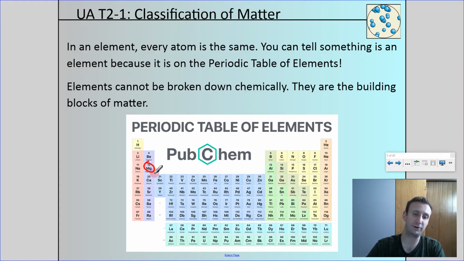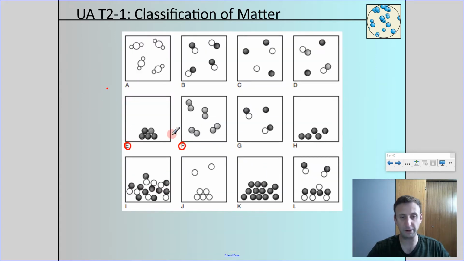So what I have circled here is magnesium, for example. If I have a piece of magnesium, that would be an element. If I had, let's say, a chunk of aluminum, like the cans are made of, that would be an element. And within that chunk of aluminum, every single atom is the same. It's an aluminum atom.